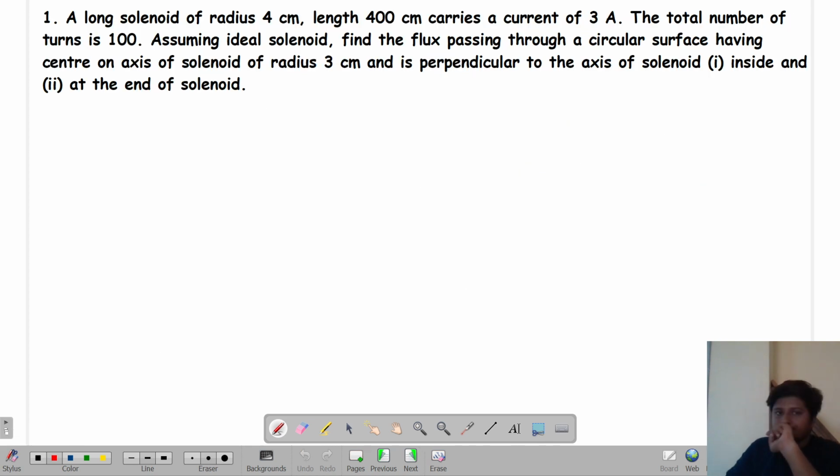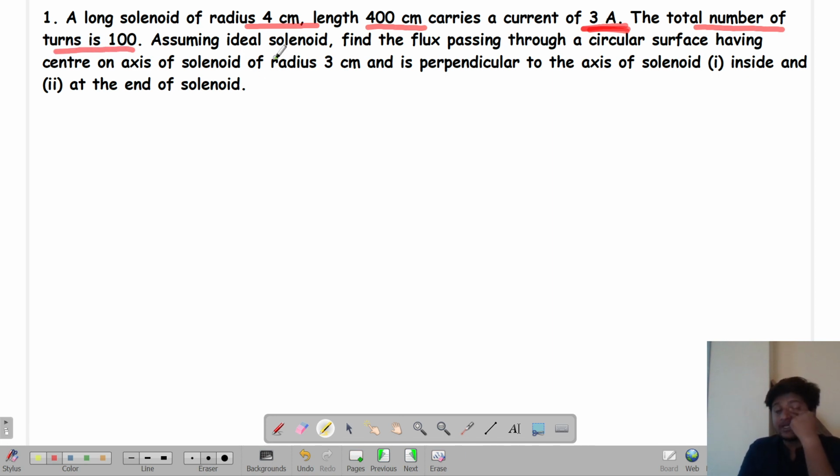Solve the second question. What is it saying? If you have a long solenoid of radius how much? 4 centimeter. Length is given how much? 400 centimeter. Means solenoid length is given. And it is carrying how much current? 3 ampere. The total number of turns is how much?